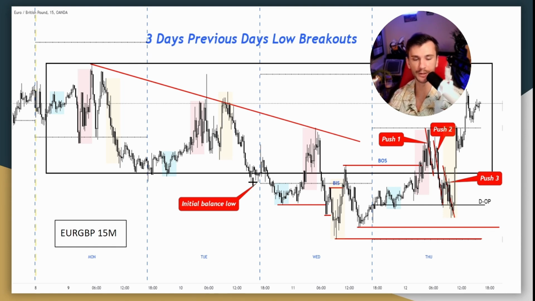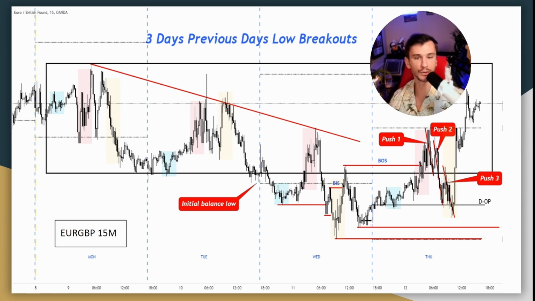And notice that we have our initial balance low, and they've come outside of that on Wednesday, giving us lower lows and lower highs. Then we had our break in structure on the 15-minute chart, giving us that first mouse scenario. Normally, you would have been looking for 3 pushes back down into the low to take your entry somewhere down here. However, that happened outside of the session, which is fine.